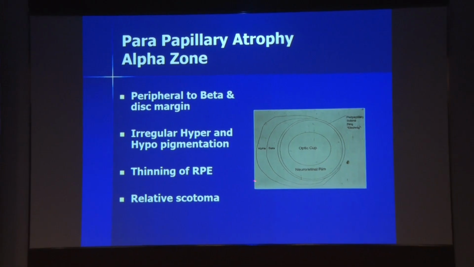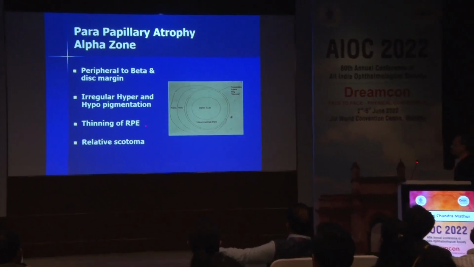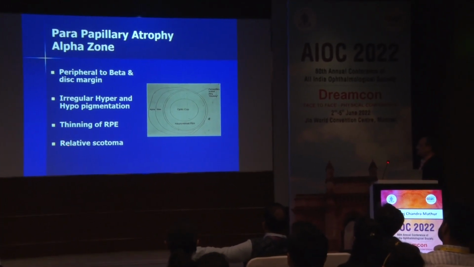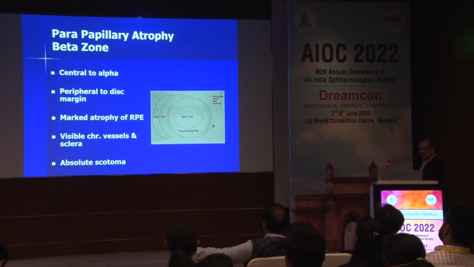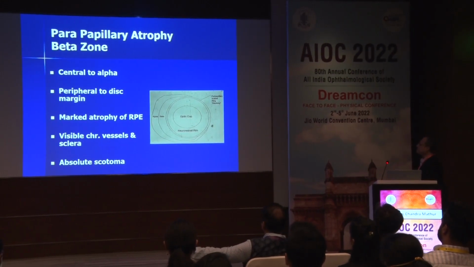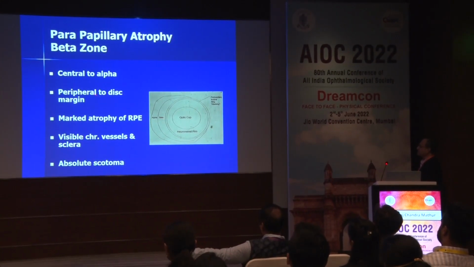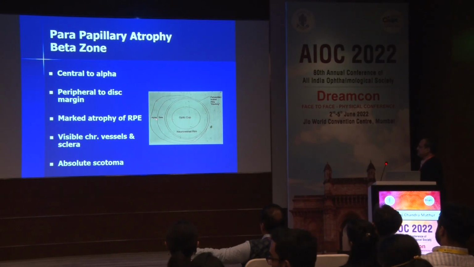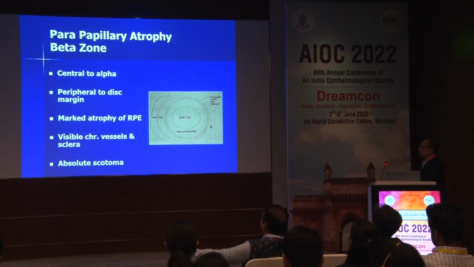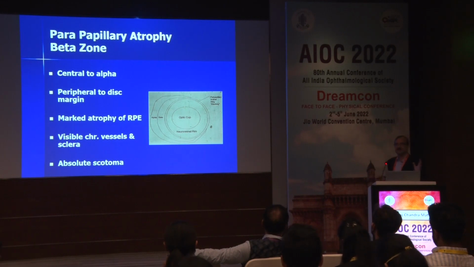It is because of thinning of the retinal pigment epithelium, and this can give a relative scotoma in the visual field. Whereas the beta zone is central to the alpha, and it is peripheral to the disc margin. It is because of marked atrophy of the RPE, and there can be visible choroidal vessels and sclera. And naturally, when there is literally no RPE, it results in absolute scotomas.